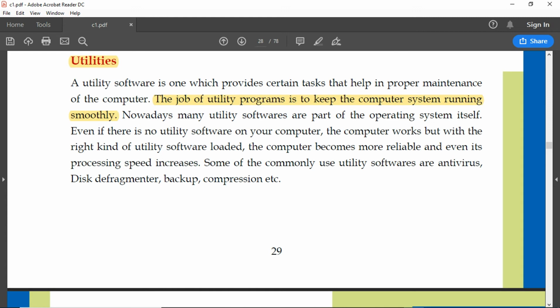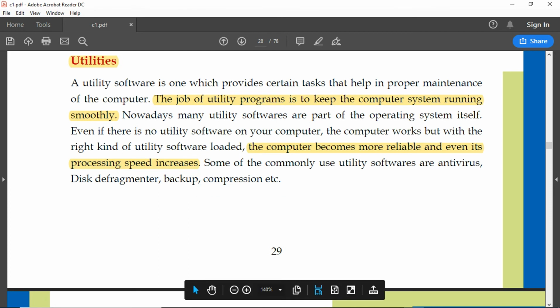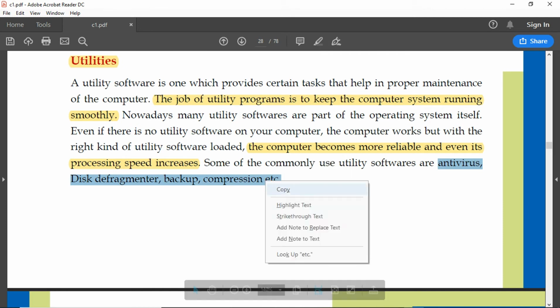Even if there is no utility software on your computer, the computer works, but with the right kind of utility software loaded, the computer becomes more reliable and even its processing speed increases. Some of the commonly used utility softwares are antivirus, disk defragmenter, backup, compression etc.